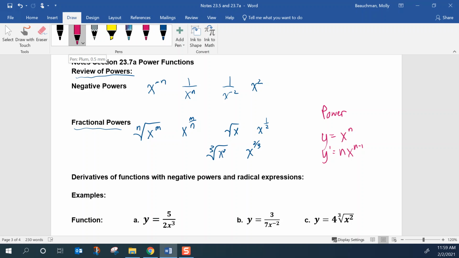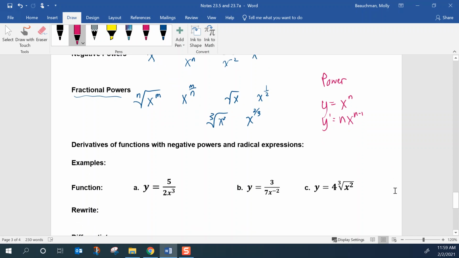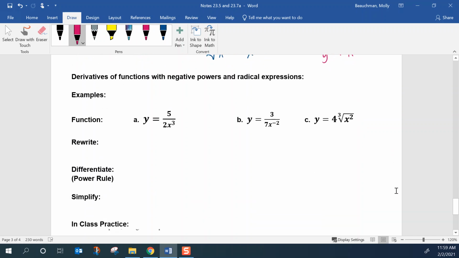So that's going to allow us to take the derivative of any expression where we can rewrite the terms such that the terms are some constant times x to a power. So we can now take the derivative of functions with negative and radical expressions. So how do we do that? We make sure that we rewrite each of our functions in terms of some constant times x to some power.